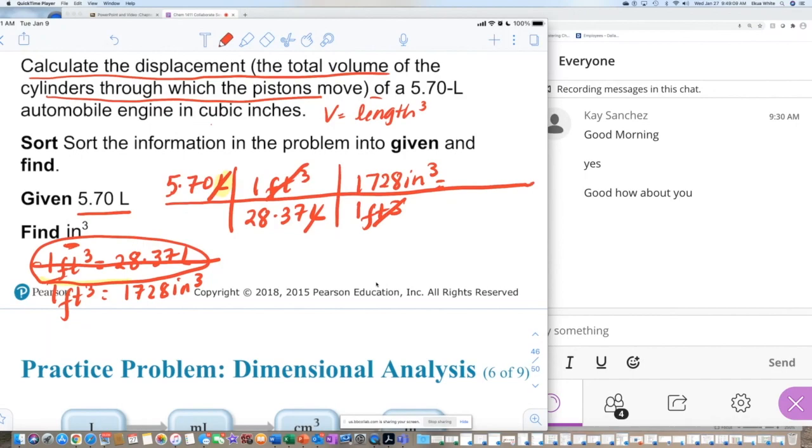So I have here 5.7 times 1728. I'm doing the numerator. I'm multiplying that out, divided by 28.37. I forgot to write it out. I got distracted by the email. Okay, I'm doing 5.70 times 1728 divided by 28.37. That's how I'm entering the numbers in my calculator. And of course, inches cubed, right? So I end up with 347.18, and it goes on.